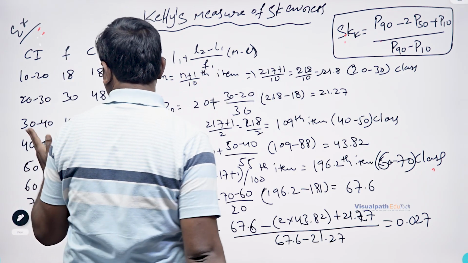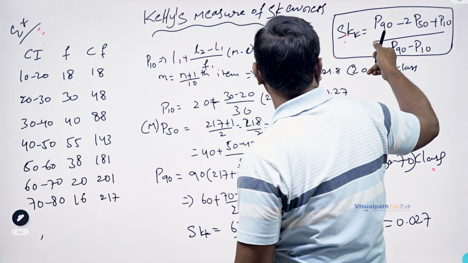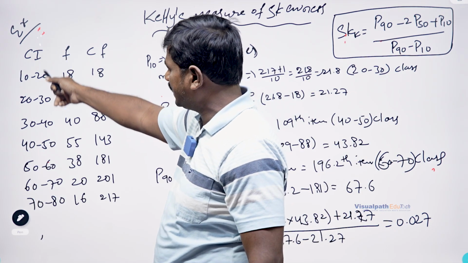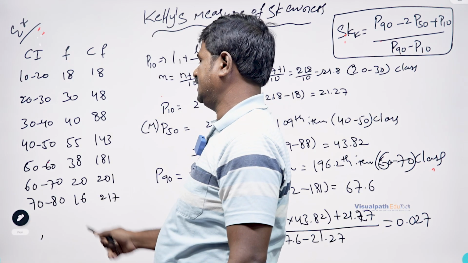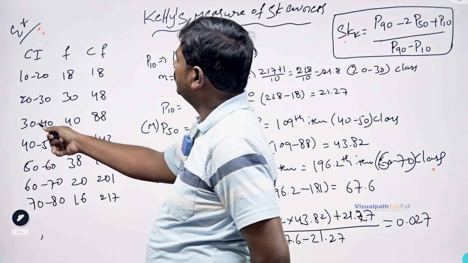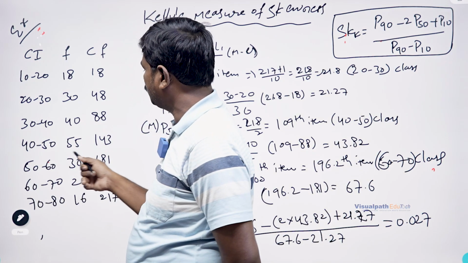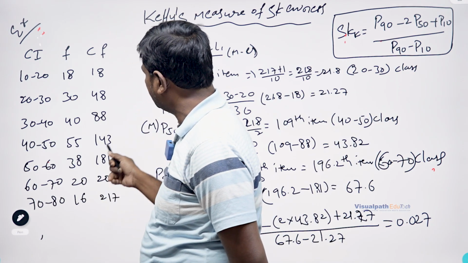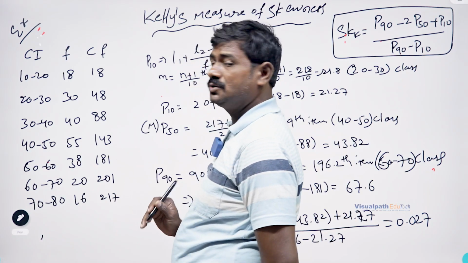So here we have taken the example: class interval, frequency, cumulative frequency. To find Kelly's measure, we have to calculate P90, P50, P10. For this purpose we take the class interval, frequency and cumulative frequency as usual. 10 to 20, frequency 18, cumulative frequency 18; 20 to 30, frequency 30, cumulative 48; 30 to 40, frequency 40, cumulative frequency 88; 40 to 50, frequency 55, cumulative frequency 143; 50 to 60, frequency 38, cumulative frequency 181; 60 to 70, frequency 20, cumulative 201; 70 to 82, frequency 16, and cumulative frequency 217.